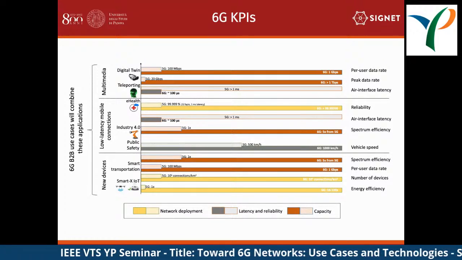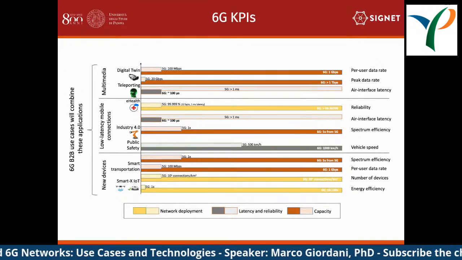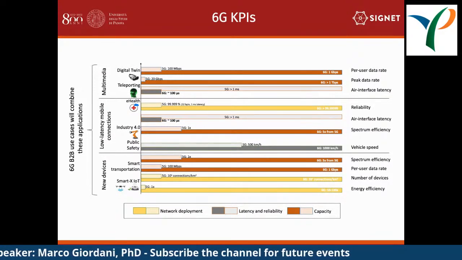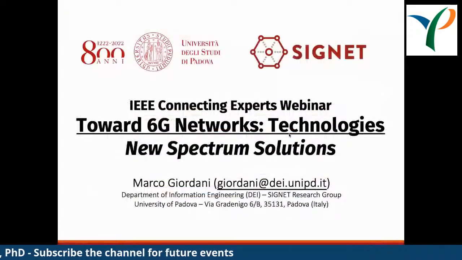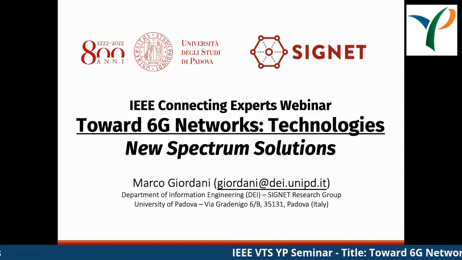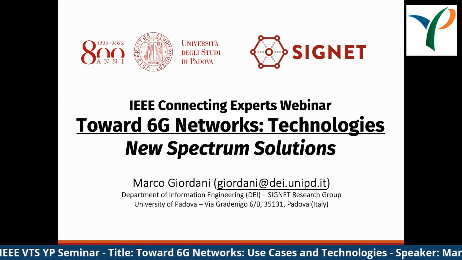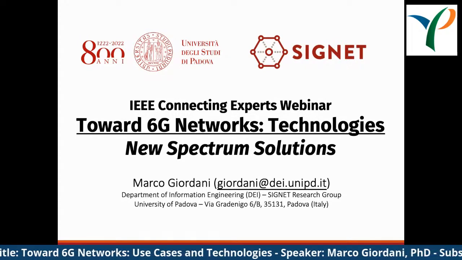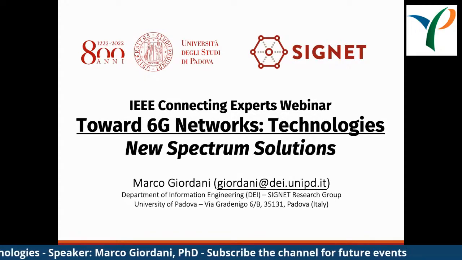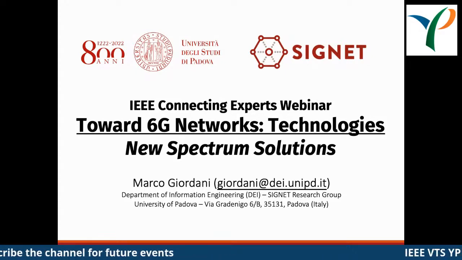So you can see here that we need new technological solutions to address these challenging requirements. And this is what I will talk about in the next half of this presentation. So let's start with the new spectrum solutions. As you may know, the 5G NR standard already introduced several innovations, like a new flexible frame structure or a new massive MIMO technology to realize beamforming. And also the spectrum technologies will need to evolve with respect to what 5G was already supporting.